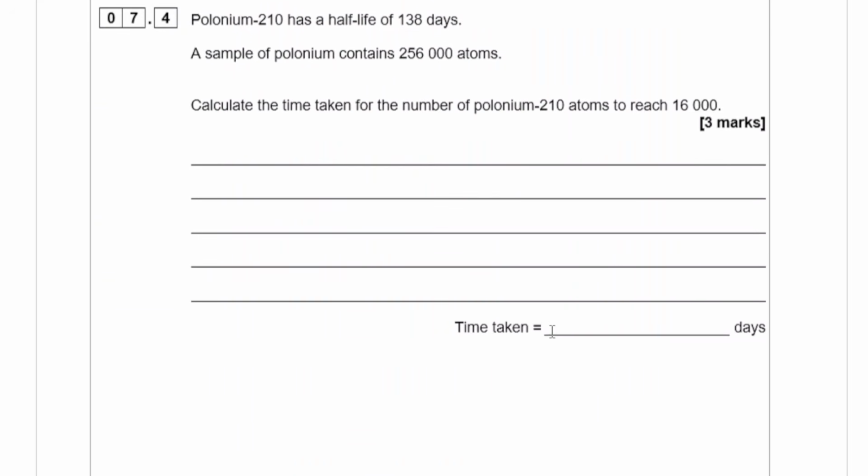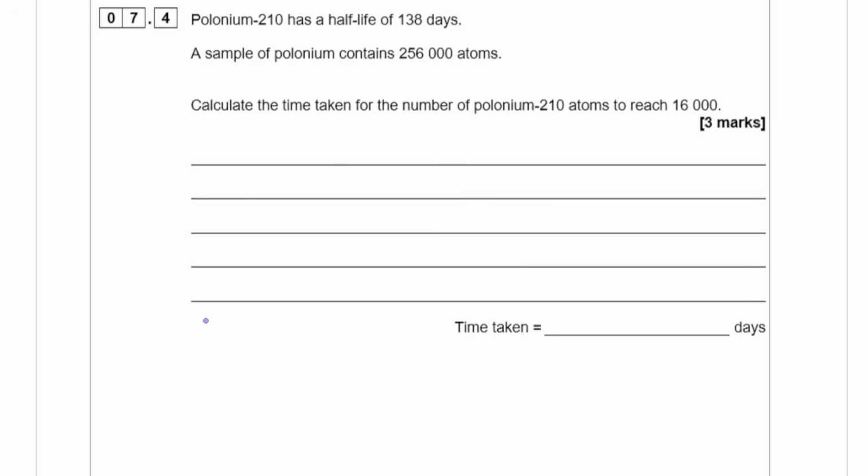Polonium-210 has a half-life of 138 days. A sample of polonium contains 256,000 atoms. Calculate the time taken for the number of polonium atoms to reach 16,000.